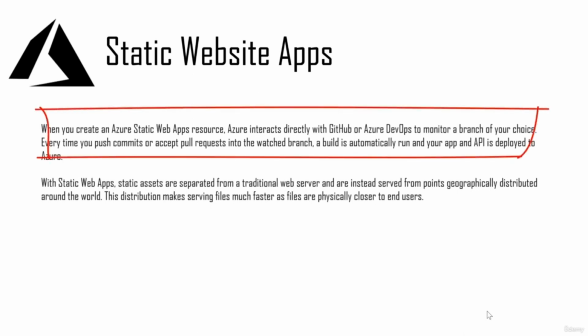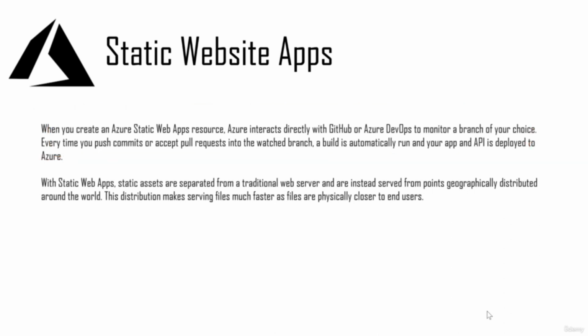Static web apps are directly connected with GitHub or Azure DevOps to monitor a branch of your choice. So every time you push a commit or you accept a pull request into the watched branch, a build is automatically run and your apps and APIs are directly deployed to Azure.